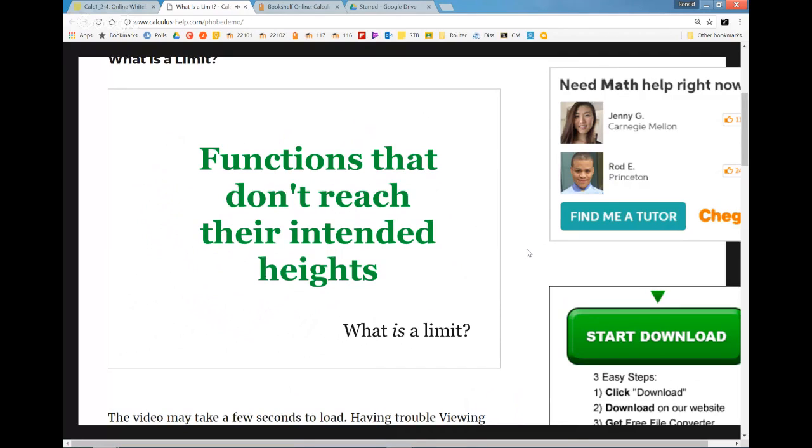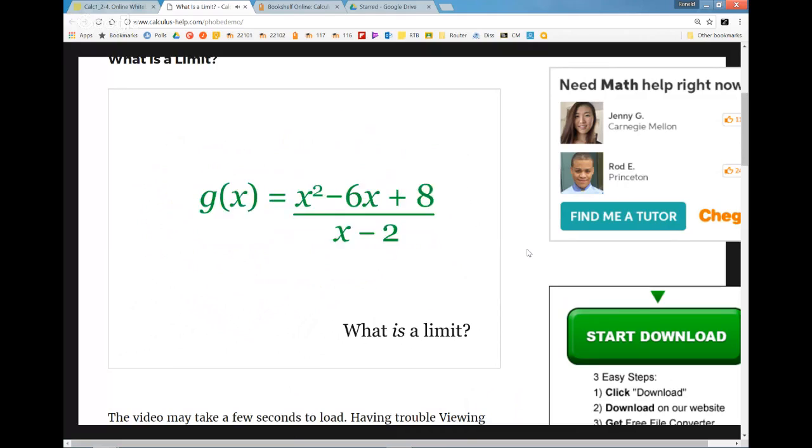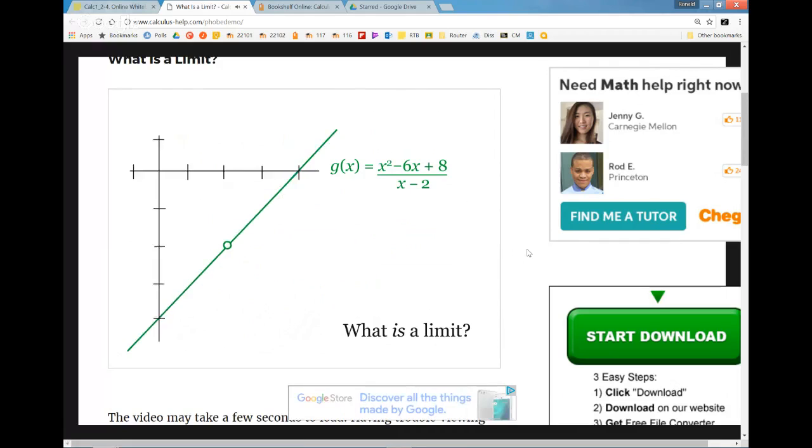But that changes when we examine functions that do not reach the heights they intend. Take, for example, this function: g of x equals the fraction x squared minus 6x plus 8 divided by the quantity x minus 2. Here's what the graph looks like. It looks like a plain old line.